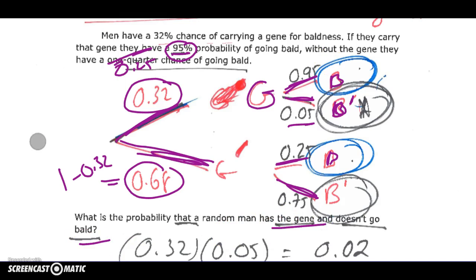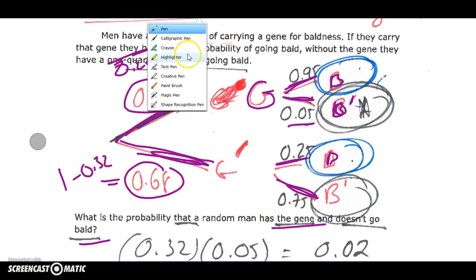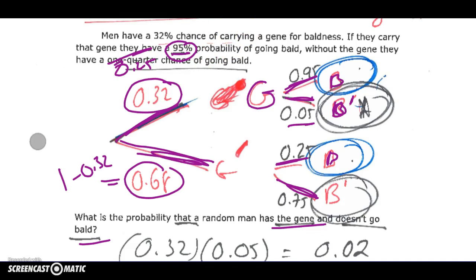So all you do is ask yourself this: which of these paths am I going down here? It says that I have the gene, so I have the gene, and I am not going bald. So I do this: 0.32 times 0.05. Okay, and that's 2%.